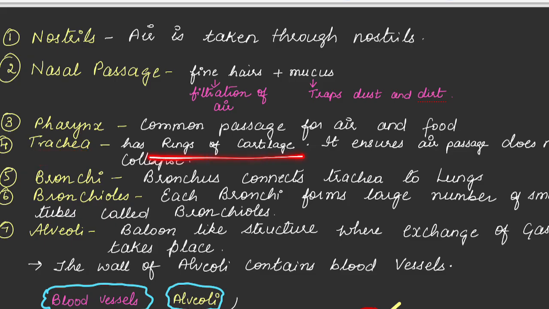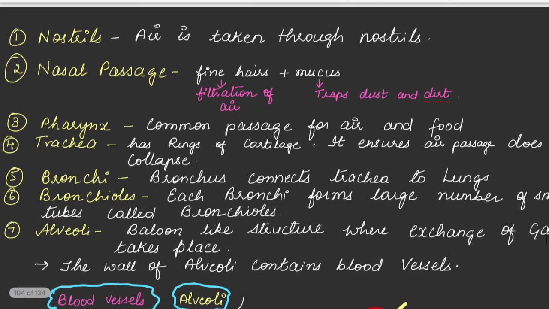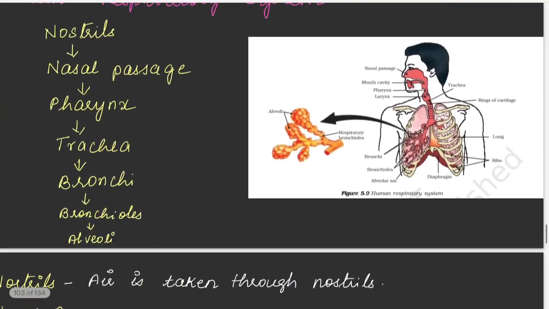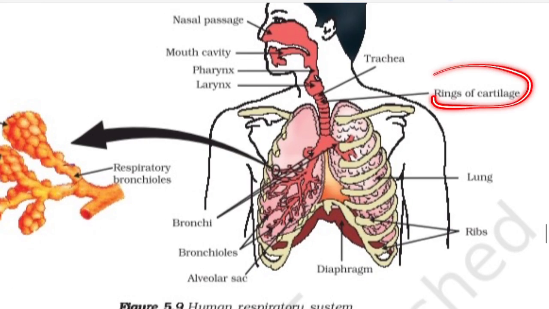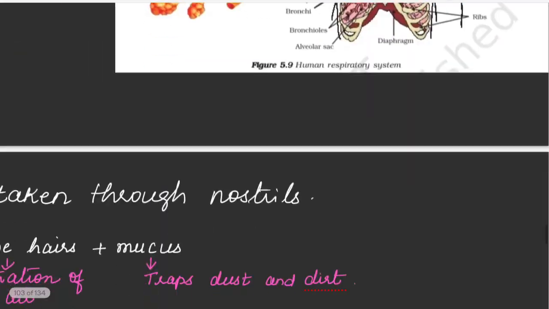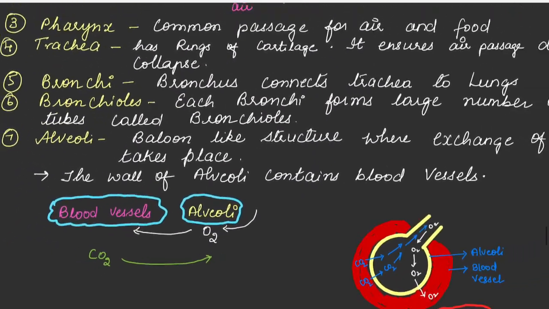It has a ring of cartilages. It ensures the air passage does not collapse. Can you see the cartilages in this picture? So here the ring like structures what you see are called cartilages. So here you can see a ring of cartilages which is present in the trachea.